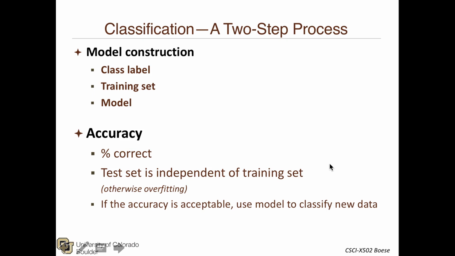So with our classification, it's a two-step process. You build the model and then you check and test it with your test set and look for the accuracy. So model construction, we have class labels, we divide up the training set, and we build out the model. And we're going to look at different models, for example, decision tree or the Bayesian classification, naive Bayes classification. Accuracy, then, we run the test set and we figure out how many were correct, what percent were correct, and we'll talk about some other metrics as well. And if the accuracy is good, then that model might be good for new data that comes in.